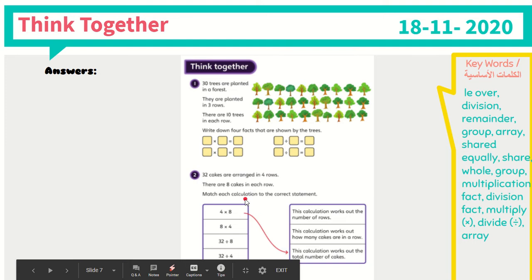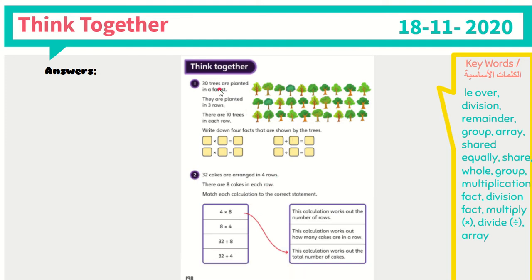Now let's think together. There are 30 trees which are planted in a forest. They are planted in 3 rows. It means on each row there should be how many trees? 1, 2, 3, 4, 5, 6, 7, 8, 9, 10. So 10 trees on each row and 3 trees on each column. This is a row, this is a column.